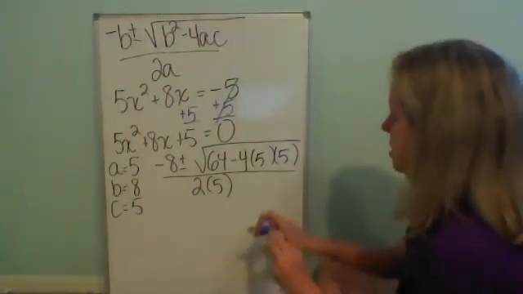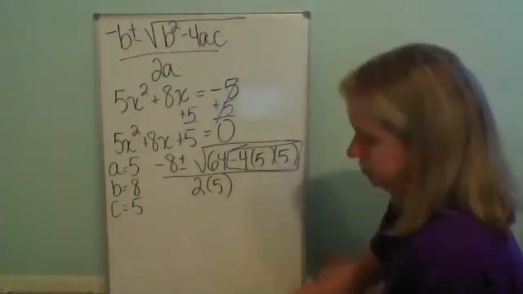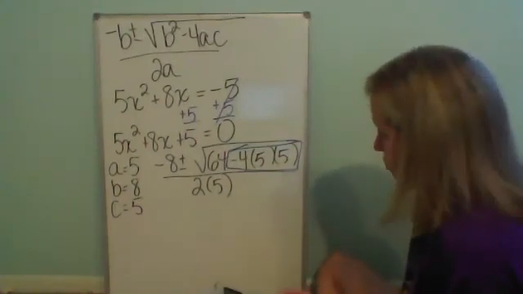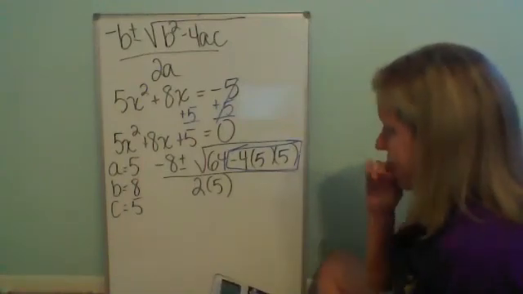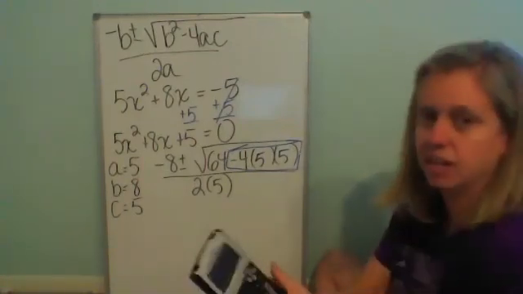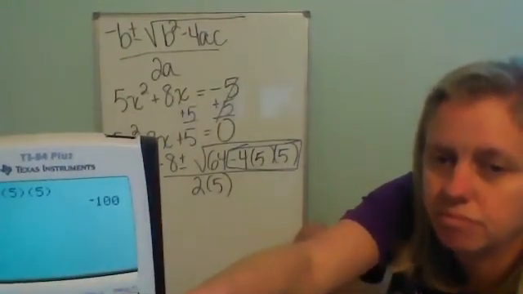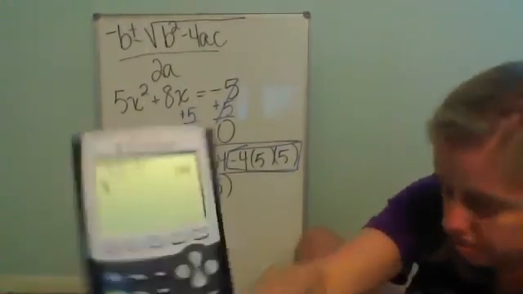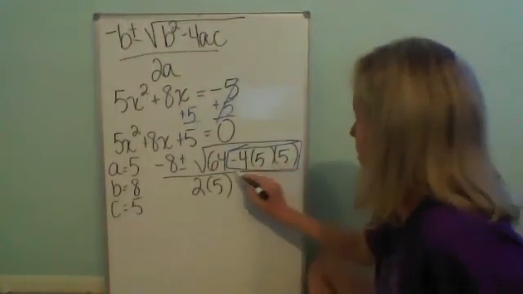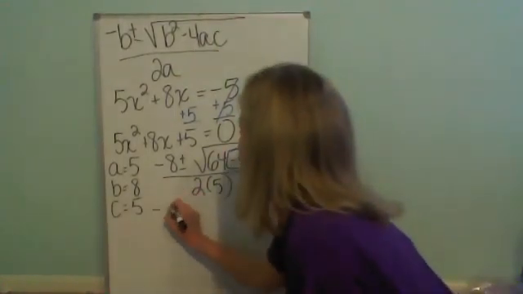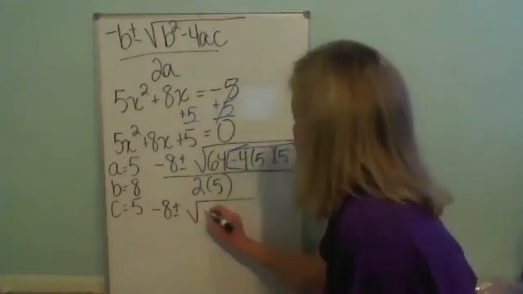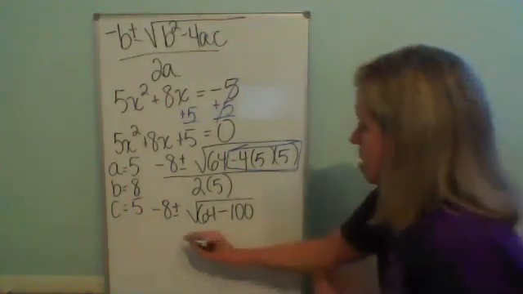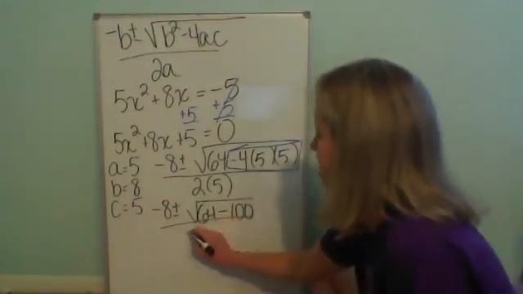Okay, plug in the -4 to the end. So again, type it in exactly how it looks. -4, open parentheses 5, close, open parentheses 5, close. So just like you see it. And let's see, what is that going to give me? It gave me -100. So I have -8 plus minus the square root. Bring down my 64 minus 100. All over, let's see, 2 times 5 gives me 10.